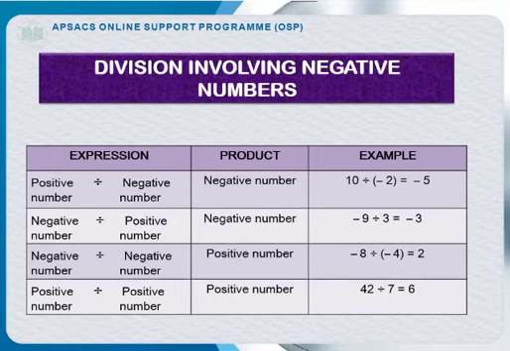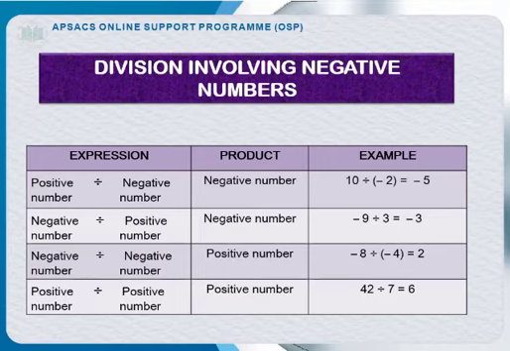Now, rule number 2 is when we divide a negative number by a positive number, we again get a negative number. How? We have minus 9 divided by 3. When we divide 9 by 3, it gives 3. Here we have negative 9. So, the answer will be negative 3. It means minus 3.